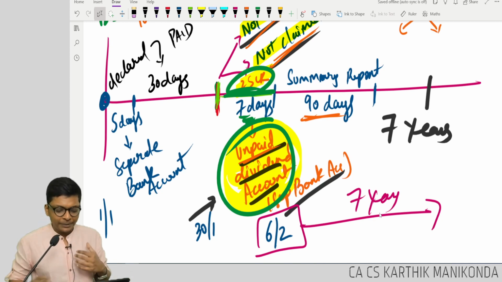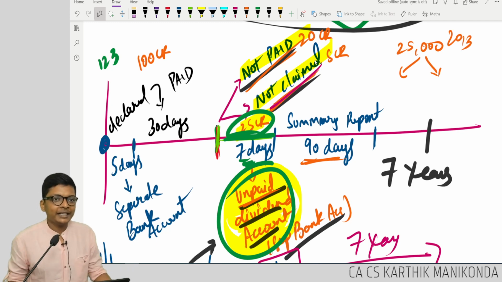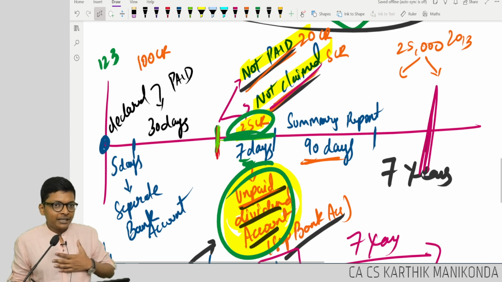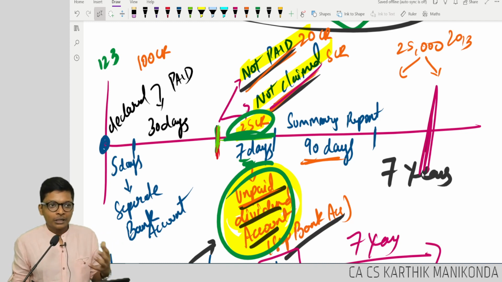For 7 years the company will wait. Wait for what? To make that payment, to find that person. Otherwise, after the end of 7 years, the government law is telling: transfer that money to me. To me means who? Government. Because in this case, the company can close down, but the government will be forever. So after 7 years, you have to transfer this money to the government.